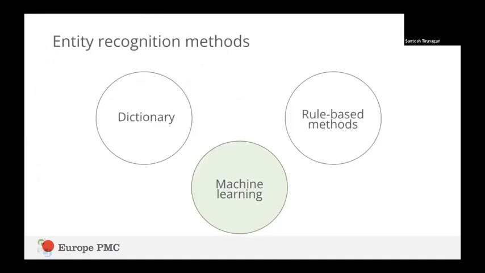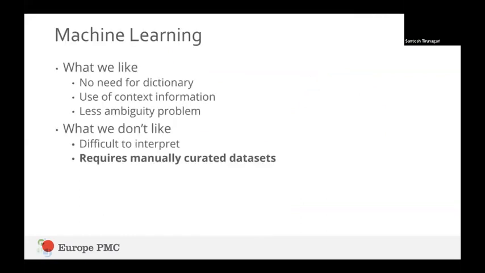So we have seen two types of entity-based methods: one is dictionary and the other is rule-based methods. And now, with the popularity of machine learning, we are diving into the machine learning era. What we like about machine learning is we don't need dictionaries, and machine learning is really good at using contextual information, so we will have less ambiguity.